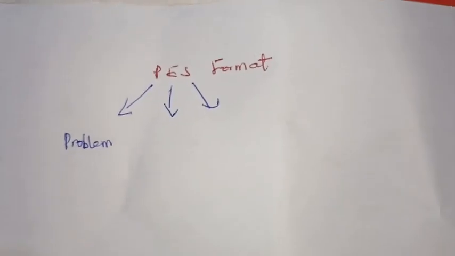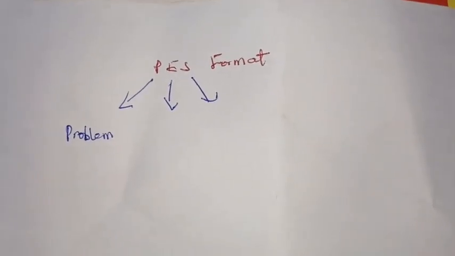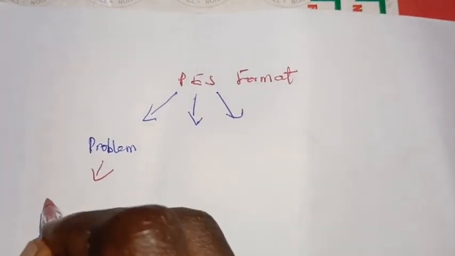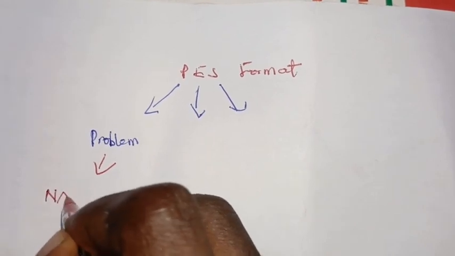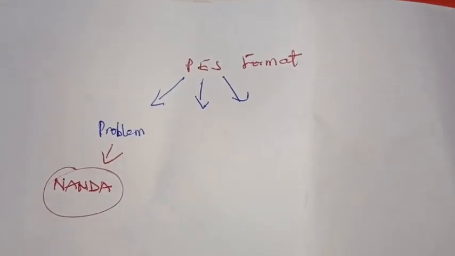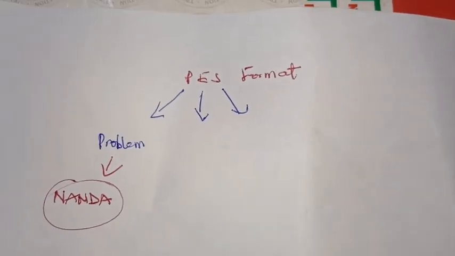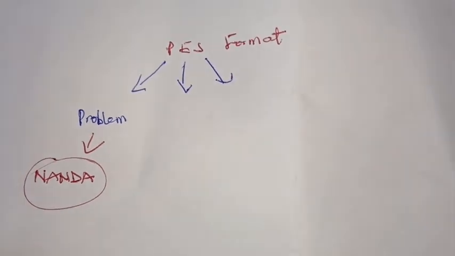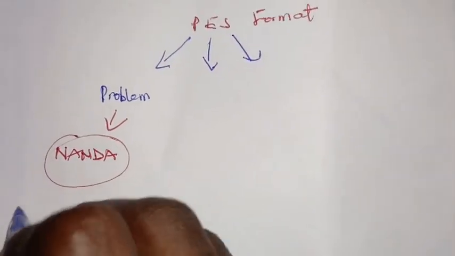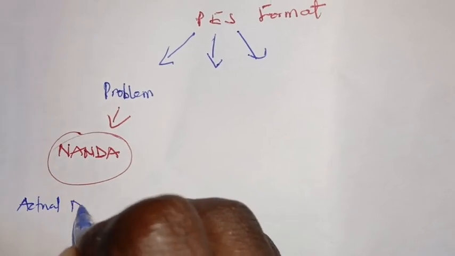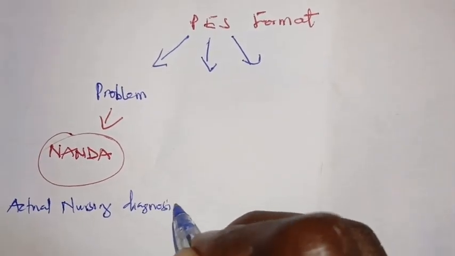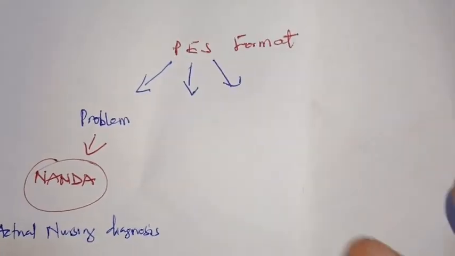The P stands for problem. So what is the problem? What is happening? And by extension, this is where we find our NANDA diagnosis. Our problem is where we make use of the NANDA that we have. Here we are looking at the actual nursing diagnosis. So this is the problem, like acute pain.